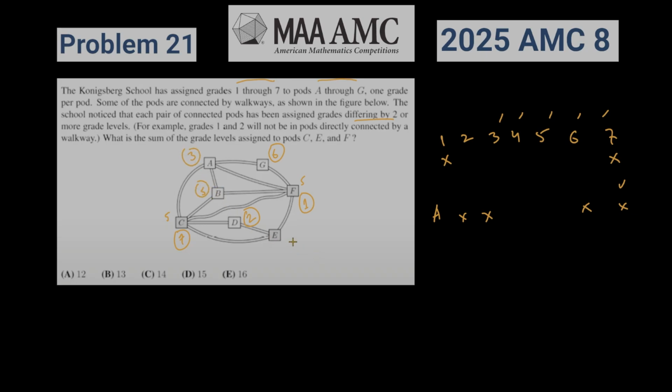So the only number left here is 4, so E has to be 4. Okay, so C plus E plus F would be 7 plus 4 plus 1, which is just 12. So the answer is A.